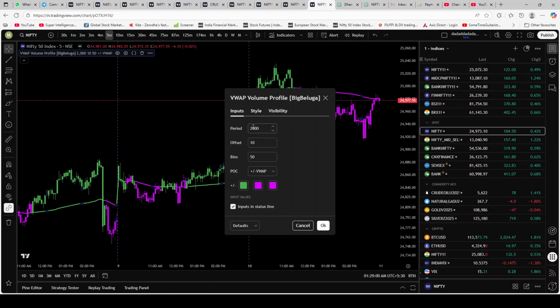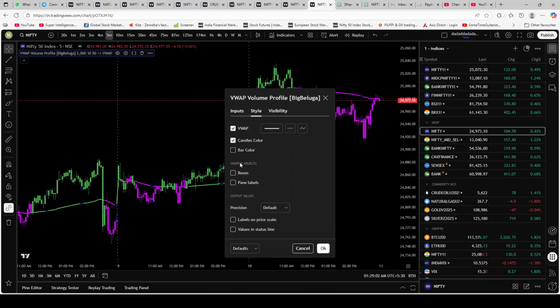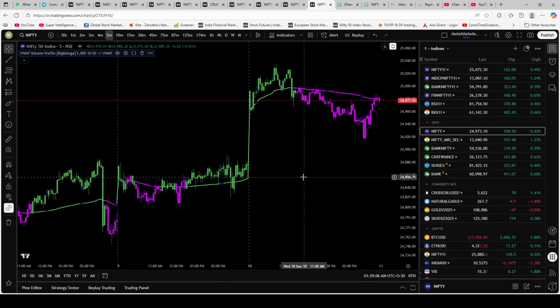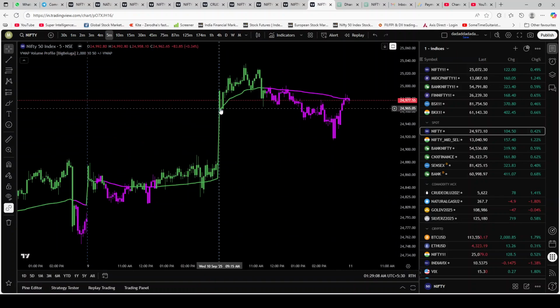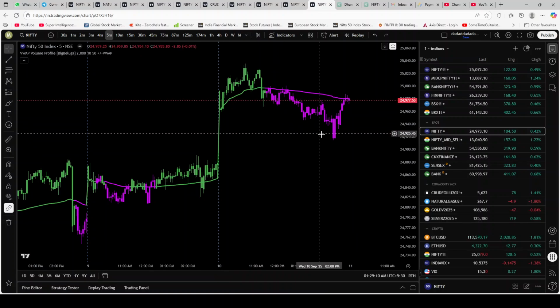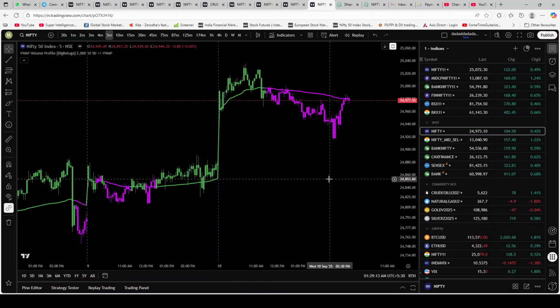This I've changed from 250 to 2000 style. I've unticked everything. Only candle color and VWAP is on. What am I trying to do? Very simple. When the candles are above VWAP, it's green. When the candles are below VWAP, it's purple. It's as simple as that.